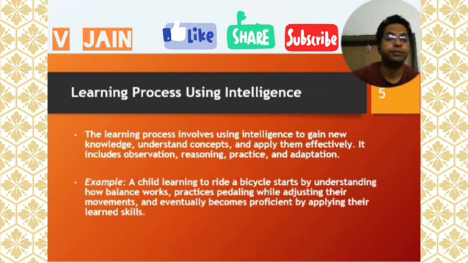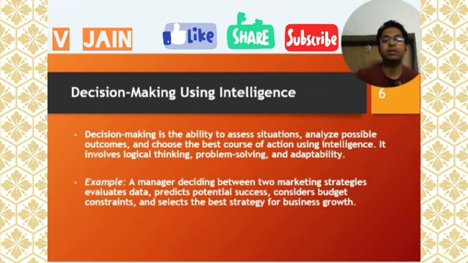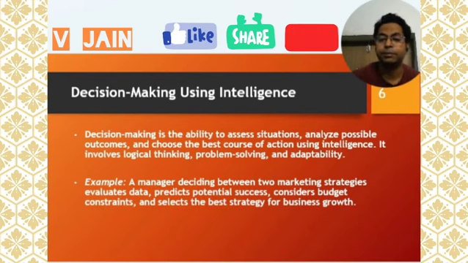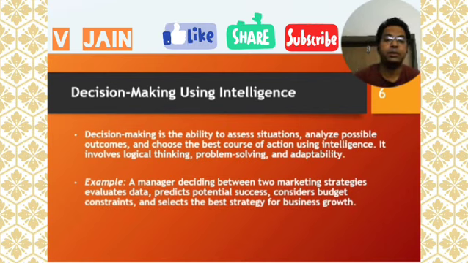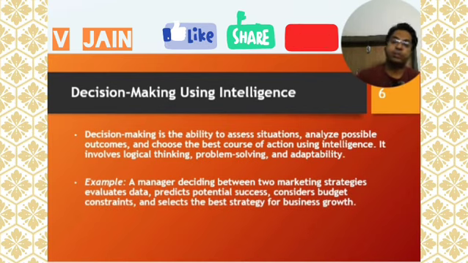Now the next one is decision making using intelligence. Decision making is the ability to assess situations, analyze possible outcomes, and choose the best course of action using intelligence. It involves logical thinking, problem solving, and adaptability. So making a decision means thinking through options and picking the best one.